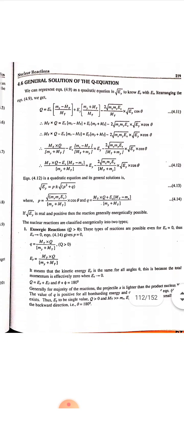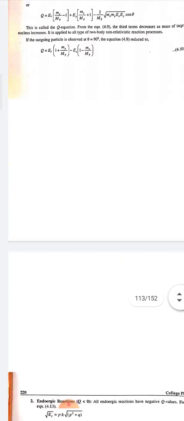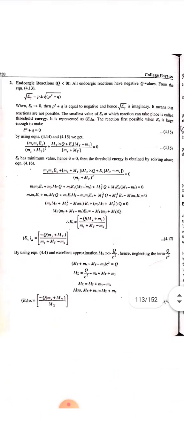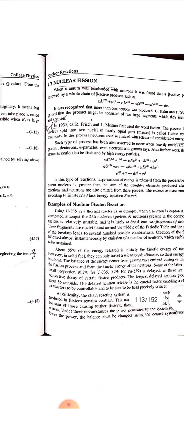Then the general solution for the Q equation is given here. Again, just go through this part. It is not that important as far as the MCQ is concerned. The nuclear reactions are classified energetically into two classes: exoergic reaction and endoergic reaction. Yesterday we have seen that; it will come for the MCQ point of view. Please look at this part.